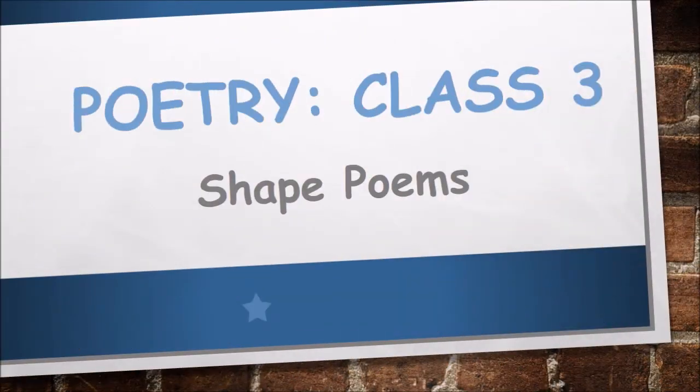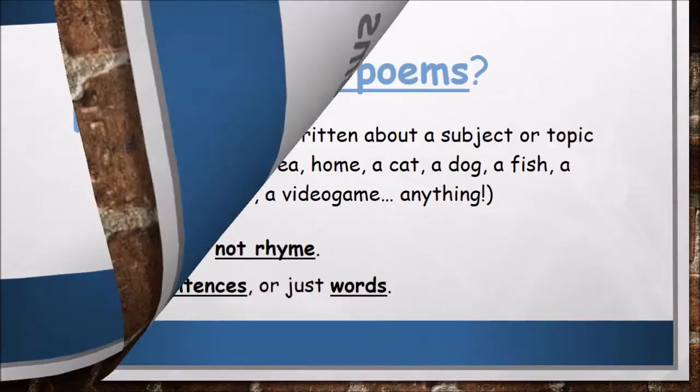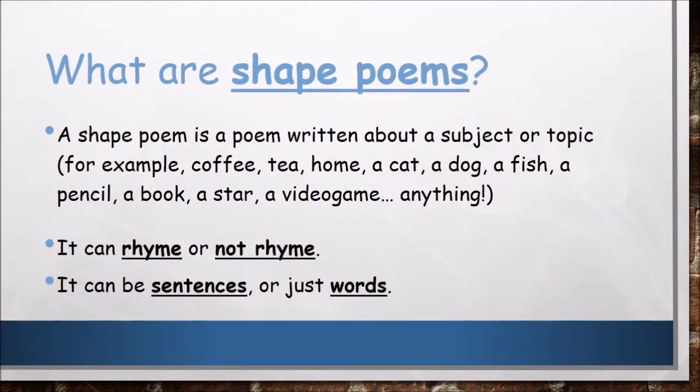Hi everyone. So today we're going to talk about something called shape poems. What is a shape poem? Well, a shape poem is a poem basically written in a shape. So it can be written about a subject or a topic, like anything that you're interested in. So, for example, coffee, tea, maybe your house, a pet like a cat or a dog or a fish, a pencil, a book, a star, a video game, literally anything.